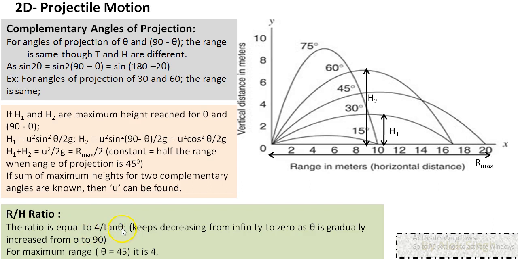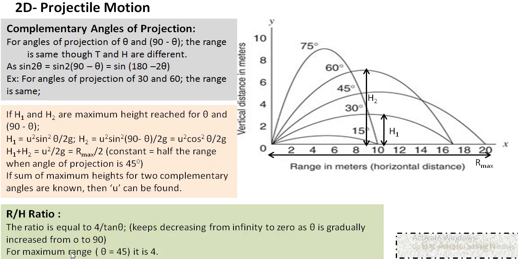So as the angle of projection keeps increasing, tan theta will keep increasing, hence the ratio will keep on decreasing. As theta increases from 0 to 90 degree, this ratio will decrease from infinity to 0. So when theta is equal to 90 degree, it will go vertically up and come down, the range will become 0 and H will be a finite value. The ratio will become 0. And so basically using this, we can find out the angle of projection for any given R by H ratio.